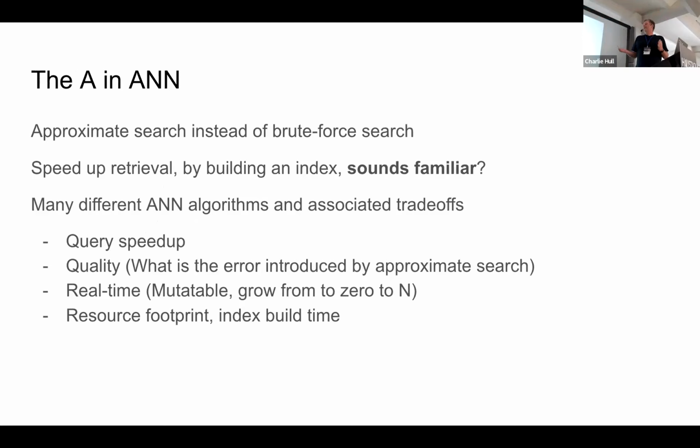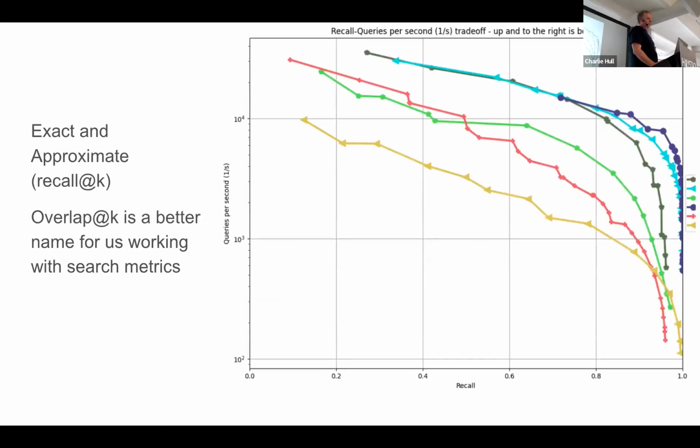And here there are many different algorithms and implementations in vector databases, in search engines. And here I call it the jack of all trade-offs, because there are so many trade-offs related to approximate nearest neighbor search algorithms. It's the speedup that you get, like how fast is it compared to brute force? They can be really fast. Quality, what is the error that you introduced by doing an approximate search instead of an exact search? What about properties like real time, adding vectors, removing vectors, growing from 0 to billions? What does it mean? And what in terms of resource footprint, index build time, and so forth? There are so many trade-offs related to approximate search.